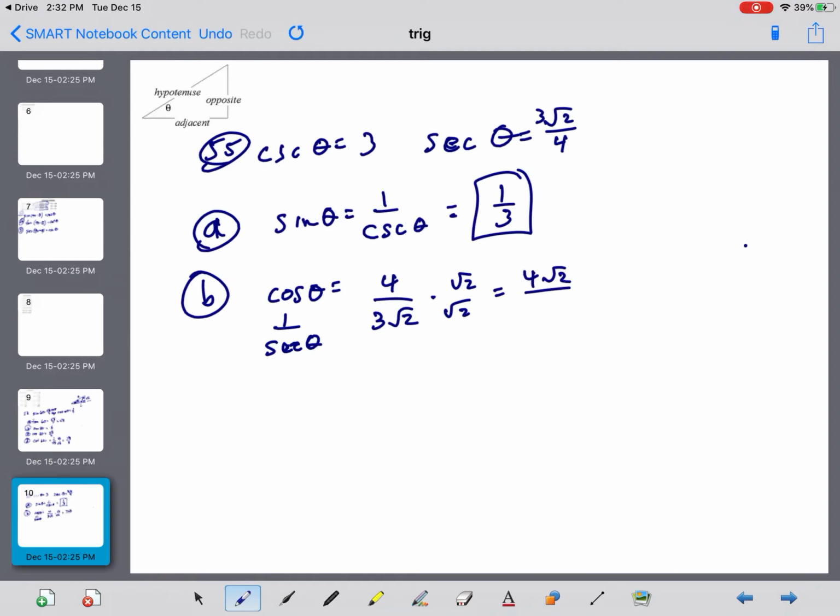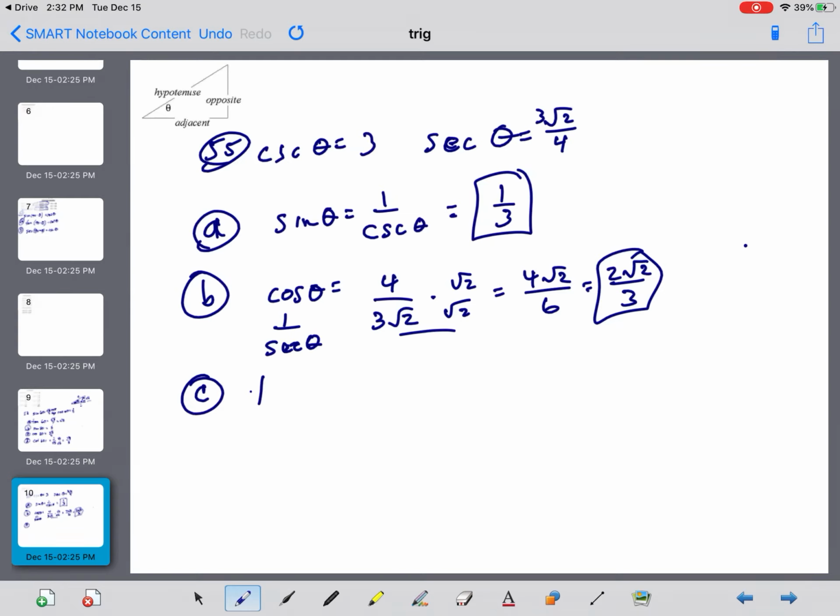So it's going to be 4 radical 2, and in the denominator it's going to become 3 times 2. 3 times 2 is 6, because these two radical 2's multiply to 2. So it's going to be 6. And then we can simplify the 4 and the 6, so it's going to be 2 radical 2 over 3. So a little bit of simplifying going on in there.